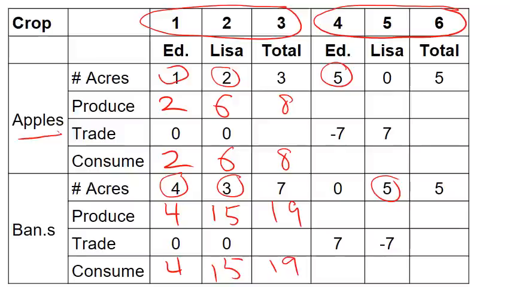Now, Edward uses 5 acres to grow apples. Each acre grows 2 apples. He'll grow a total of 10 apples. He exports 7 of those, which leaves him with 3 to consume. Lisa doesn't produce any apples. She uses no acres for apples, so her production of apples is 0, but she receives 7 in trade from Edward, so she'll consume 7 apples. The total amount of apples produced is 10. The total amount of apples consumed is 10.